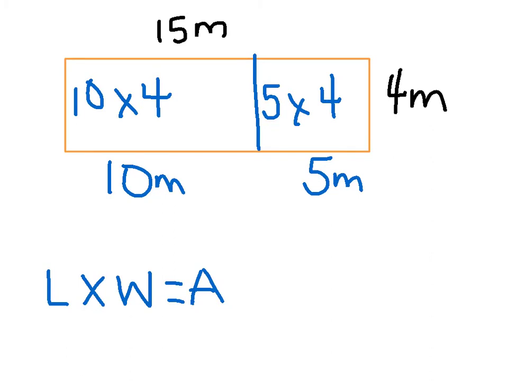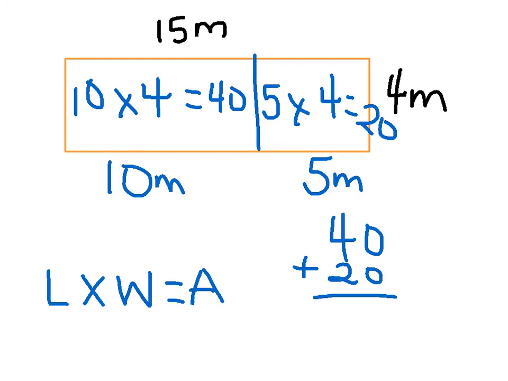So now all I have to do is simply multiply these numbers. 10 times 4 equals 40, 5 times 4 equals 20, and then add the area of each of those rectangles back together. 40 plus 20 equals 60. And now I've learned that the area of this rectangle equals 60 meters squared.